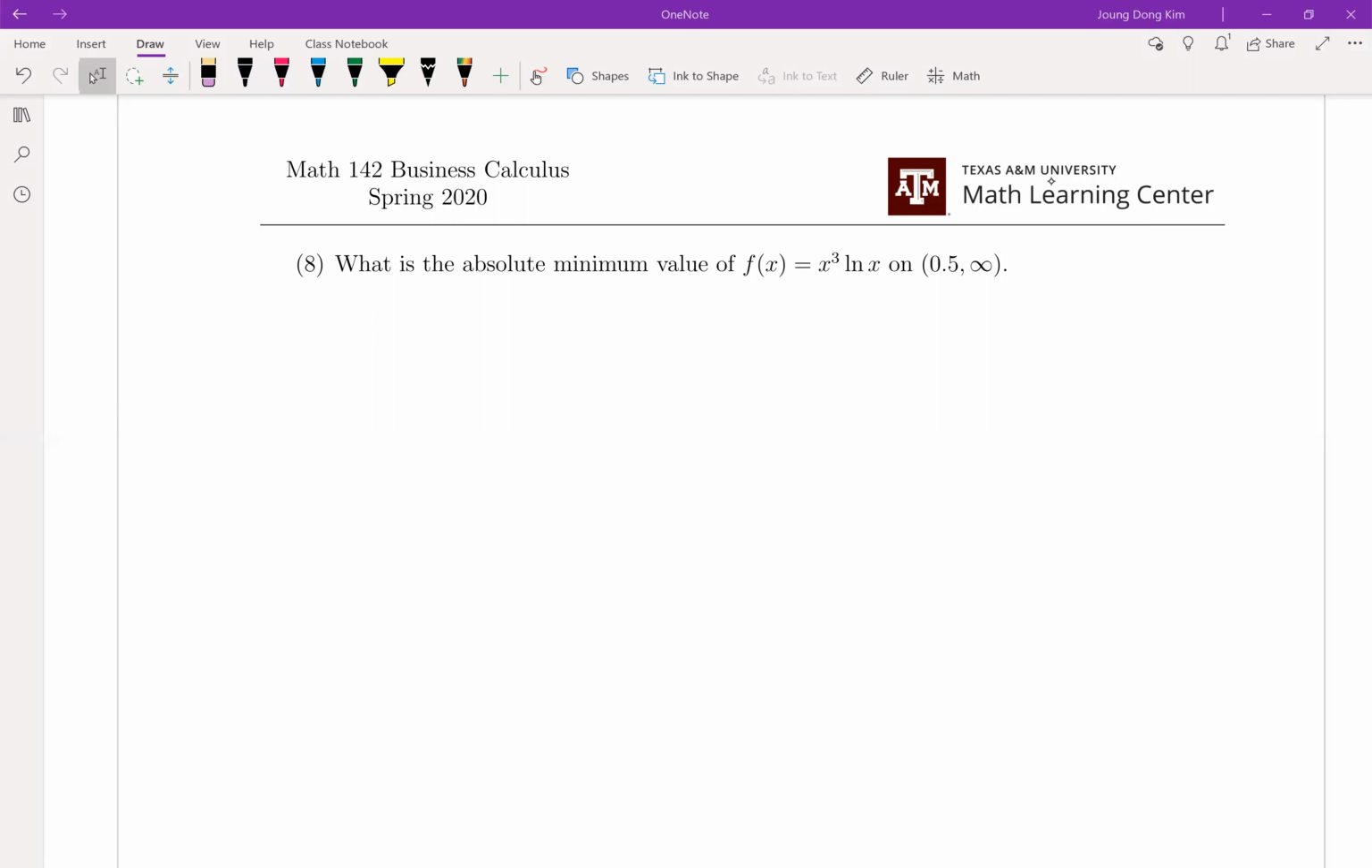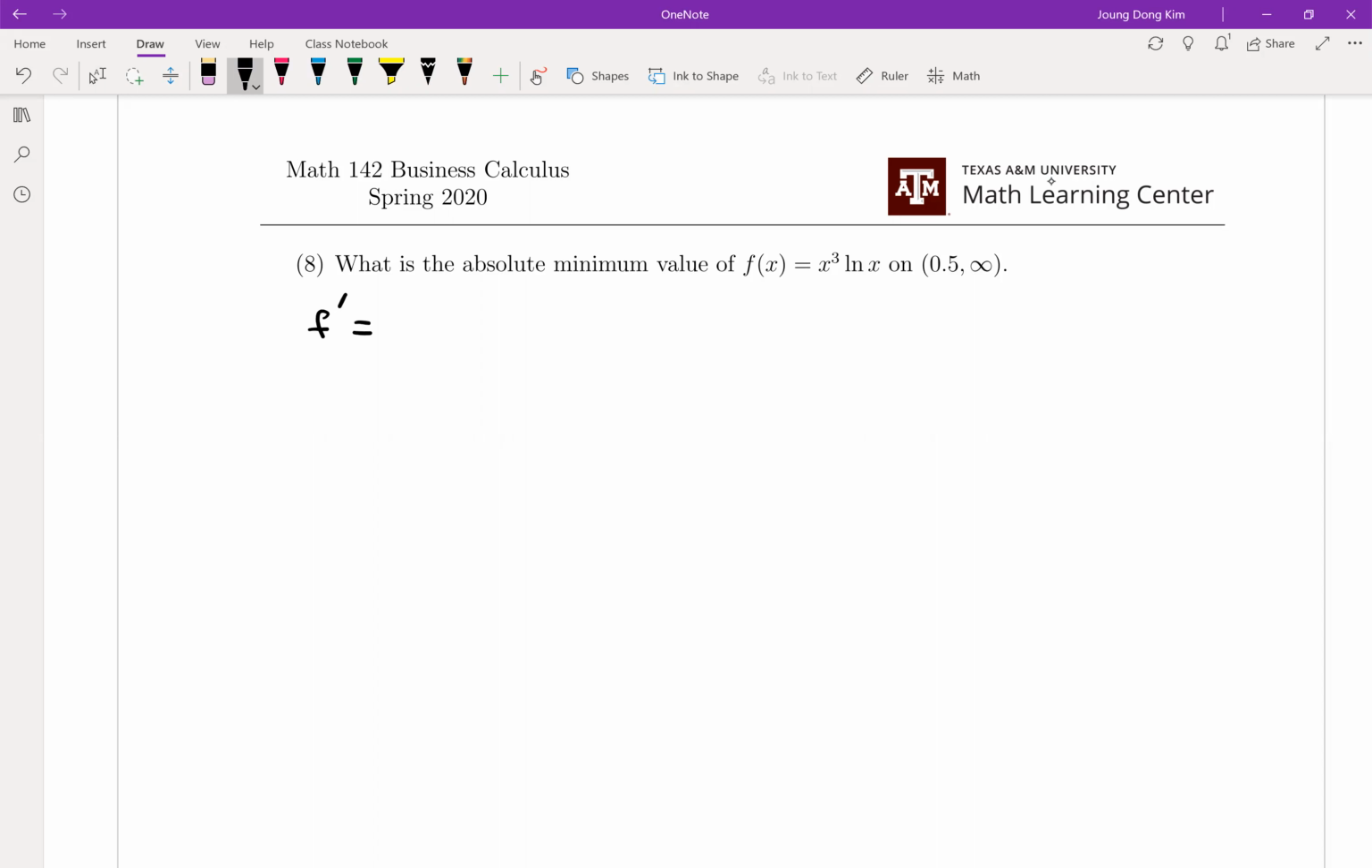Okay, for this problem, we cannot apply the extreme value theorem because the given interval is not a closed one. So that's why you have to think about the shape of the curve first. Here we go. We're going to use a sign chart for f prime. We need to find the critical value first.